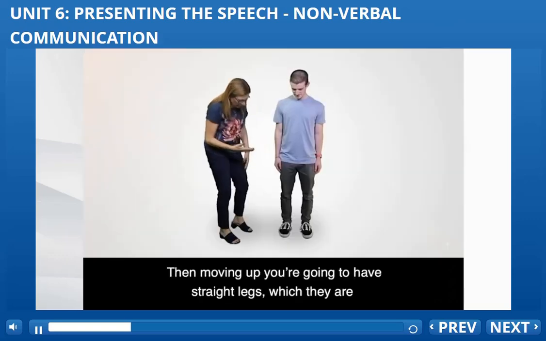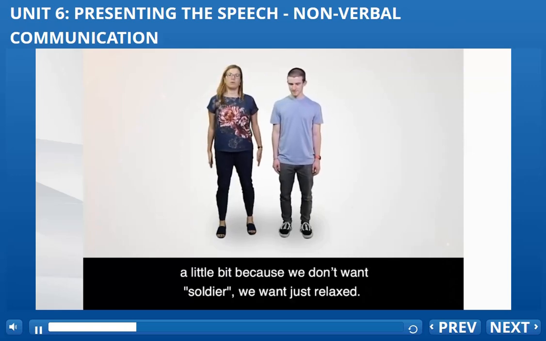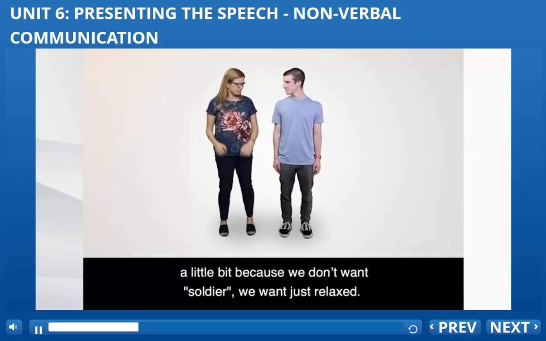Then moving up, you're going to have straight legs, which they are, but it looks like your knees are on the lock, I'm not sure. So just take them off the lock a little bit, because we don't want soldier, we want just relaxed.